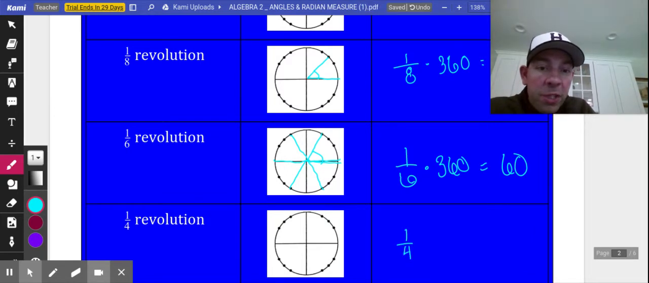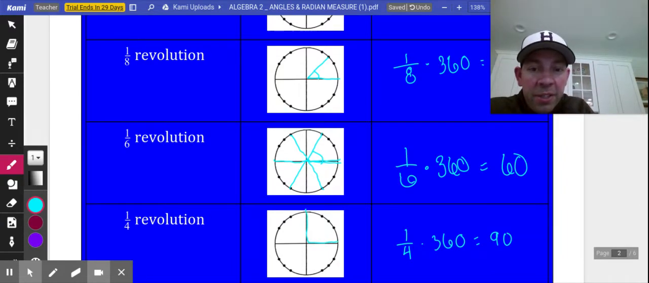1/4 of a revolution is going to make 90. So yeah, 4 slices. Everybody's really hungry. We're just going to cut these into monster slices. There's your 1 slice right there, 90 degrees.